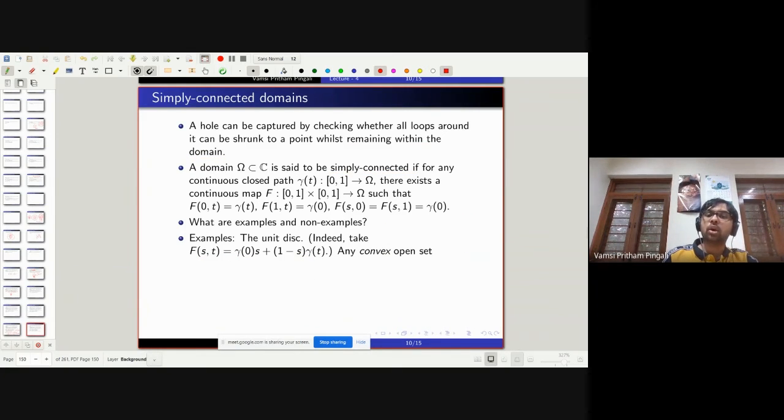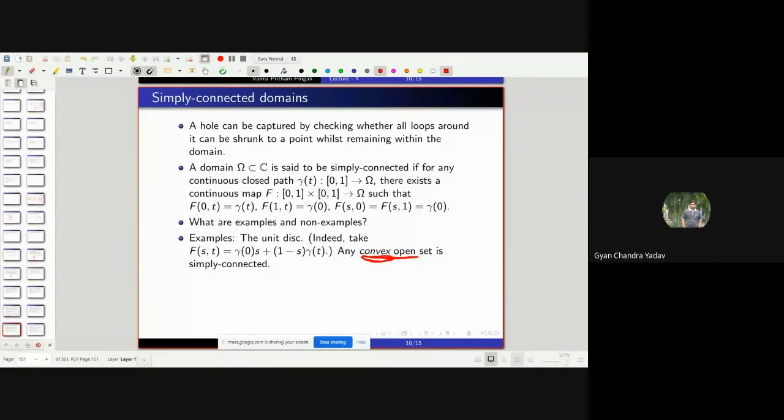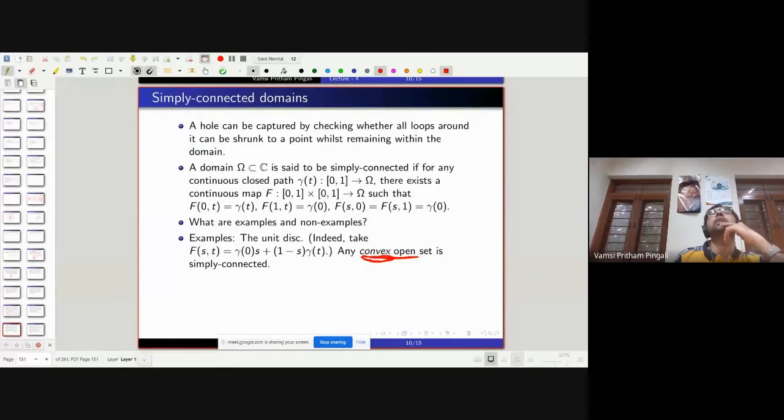In fact, any convex open set is simply connected. Do people know the meaning of this word, convex set? For any 2 points, if we join the line segment, that also lies within that open set. So that's a convex set. That is, between any 2 points, if I draw a line segment, this lies within this.